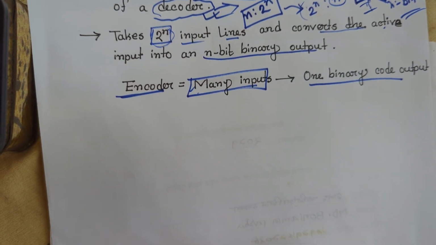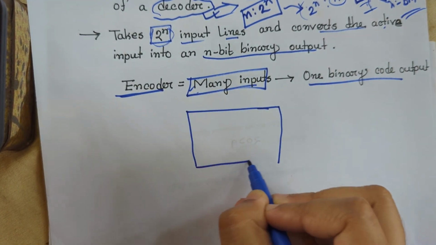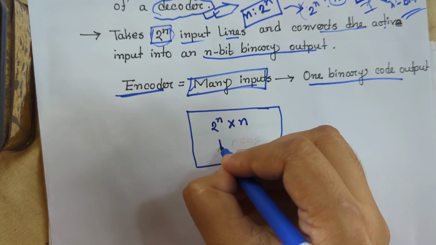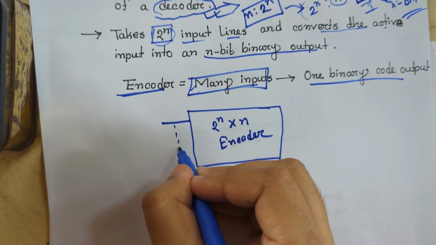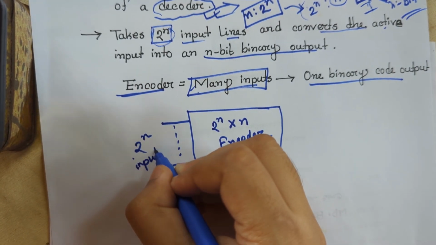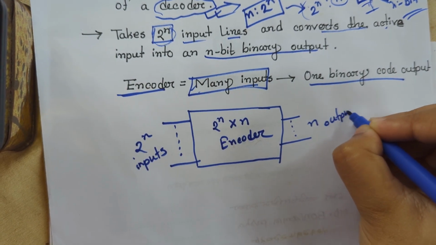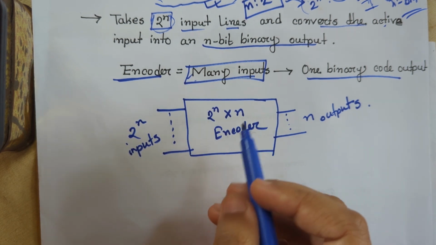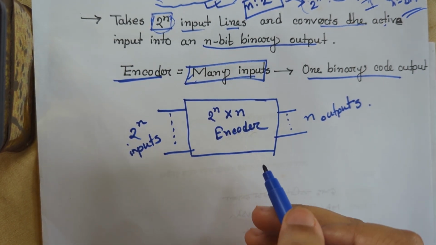Let's see the block diagram of the encoder. Suppose this is an encoder where the input will be 2 to the power n and the output will be n. So draw these input lines. Here the input lines will be 2 to the power n inputs and the output lines will be n outputs. This is how an encoder does the circuit operation of any given Boolean function.